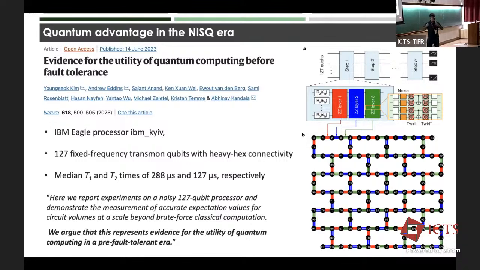This is again implementing some circuit and trying to predict the outputs. And they're saying that now with this much superior quality of qubits and better calibration and understanding of the noise and mitigating it, they argue that this is evidence for the utility of quantum computing in a pre-fault tolerant era. This is very recent, from June of 2023.